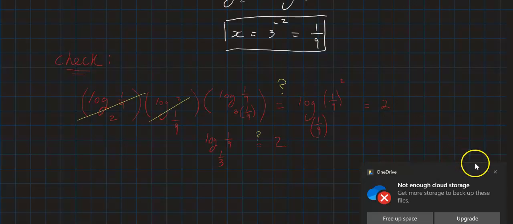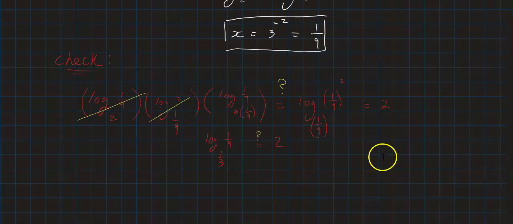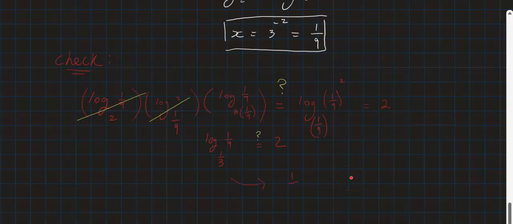And now we have this equation that we need to justify. Is log of 1 over 9 base 1/3 equal to 2? Yes, it is. This expression says 1/3 squared. Is that equal to 1 over 9? Yes, it is.